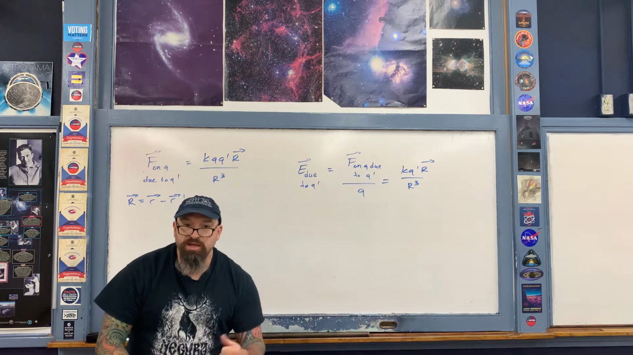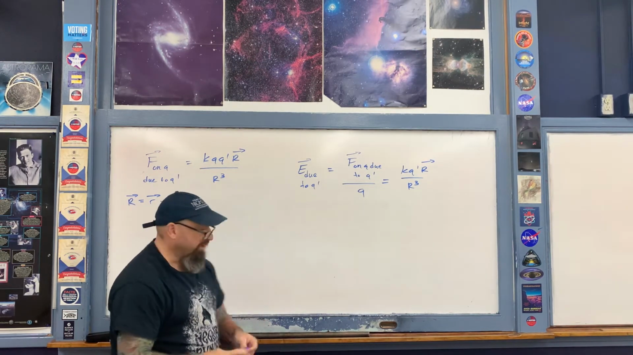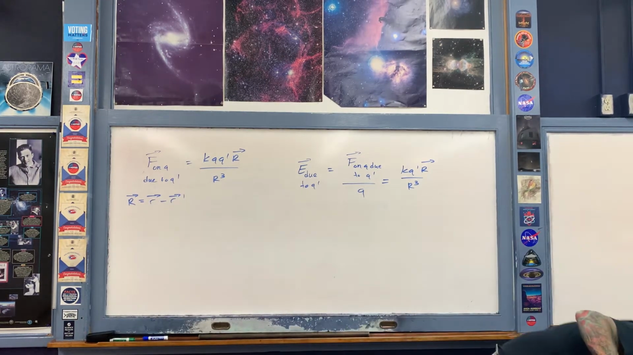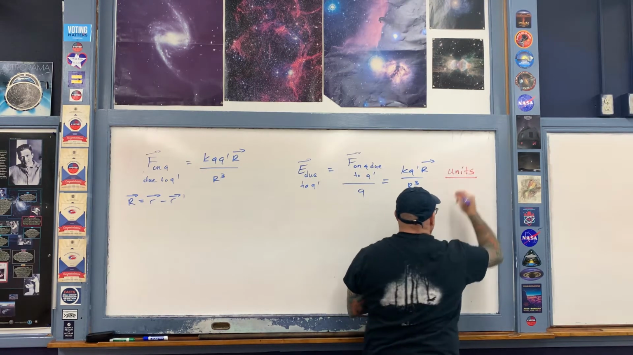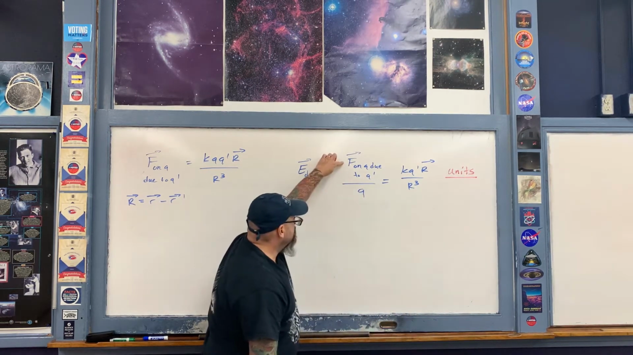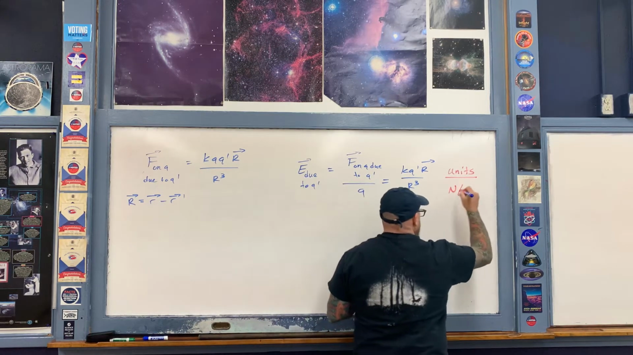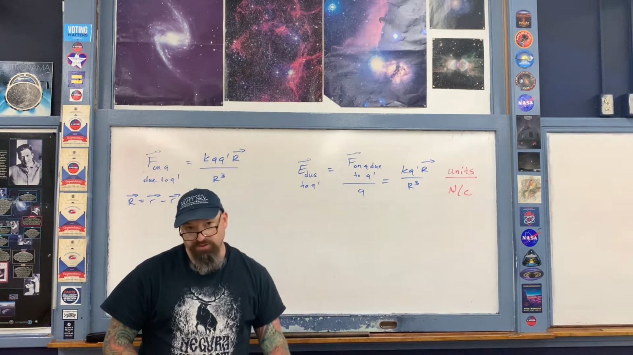We of course do have now for the electric field a new quantity, so let's just go ahead and briefly check the units. Okay, so the units very simply are force in newtons divided by charge in coulombs. So then therefore we have newtons per coulomb as the metric SI units of the electric field.